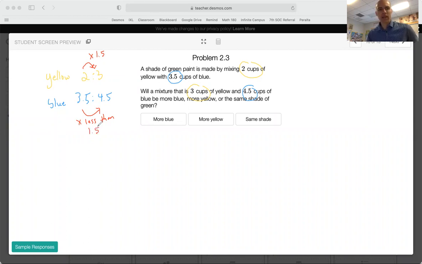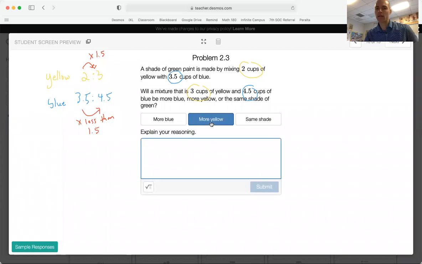And so if the blue is being increased by a smaller ratio, or a smaller constant of proportionality, if you want to think about it that way, even though it's not really a constant of proportionality, then that means we didn't increase the blue as much as we increased the yellow. And so I would say that this shade of paint is going to be more yellow. All right, and I'll let you write your own explanation there.